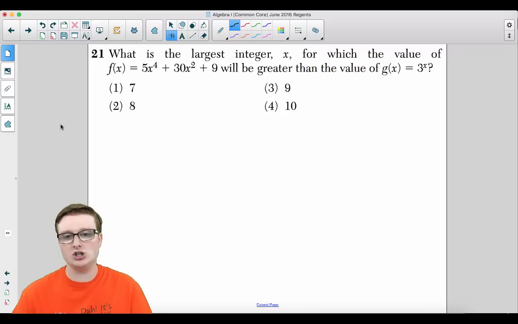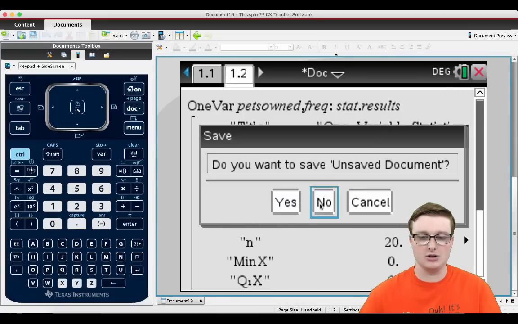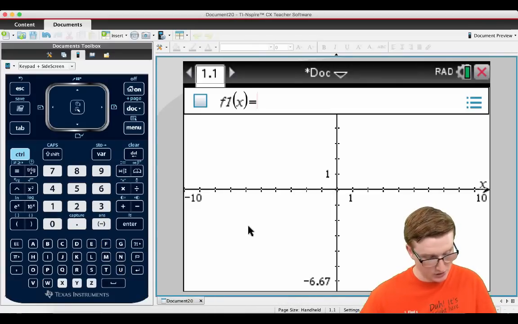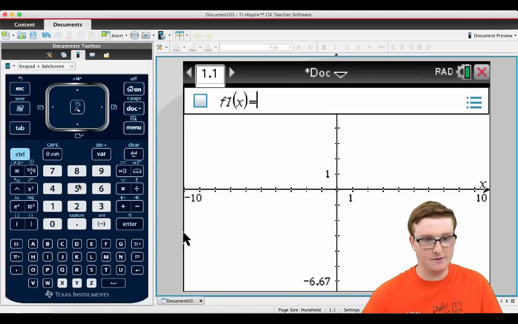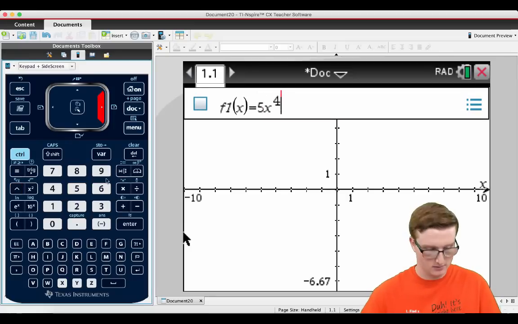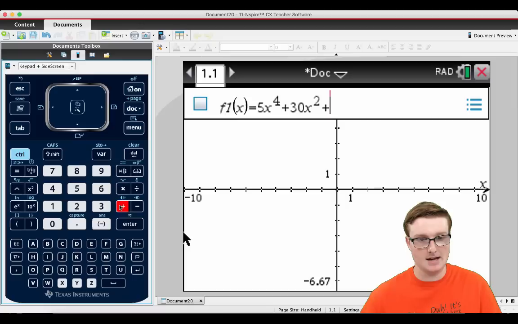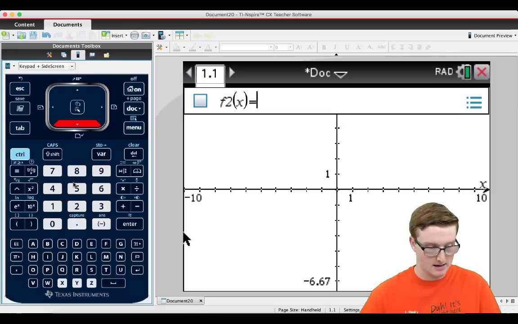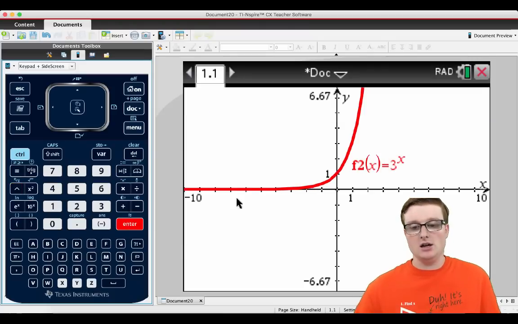21. What is the largest integer x for which the value of f(x) equals this polynomial will be greater than the value of g(x) equals 3 raised to the x? Graph it right now. Go to your graphing calculator. You are going to graph 5x to the 4th plus 30x squared plus 9. Enter that. You can't even see it because it's so big, and 3 raised to the x.